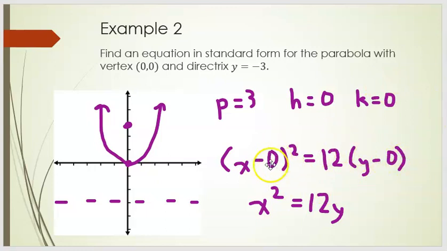So in those cases, make sure you simplify it and just write it as x squared, and then the same thing over here. We don't need to write the 12 times negative 0 part. We don't need to write minus 0. We're just distributing 12 times y.